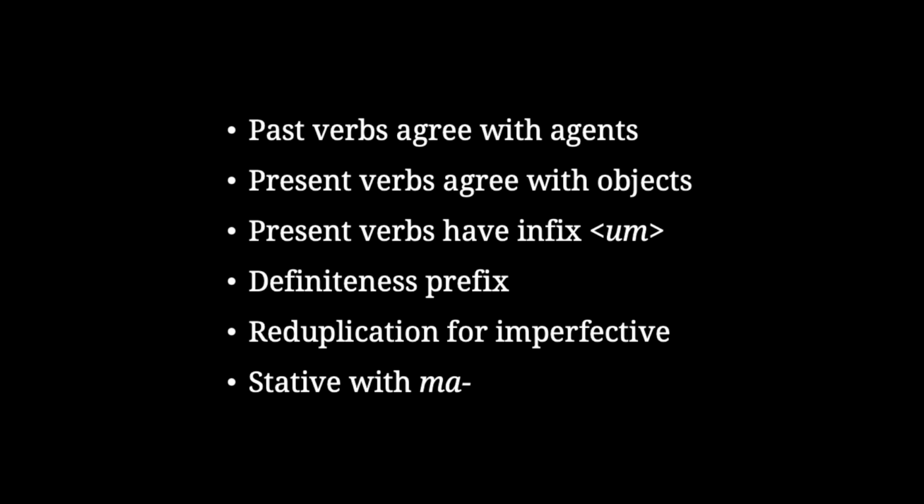Past tense verbs agree with their agents, while present tense verbs agree with their objects and have a present tense infix. Verbs can take a definiteness prefix for when the object of the verb is something that everyone knows is being talked about, and verbs can be reduplicated to indicate an imperfective aspect. There's also a stative aspect prefix ma, which basically makes adjectives.